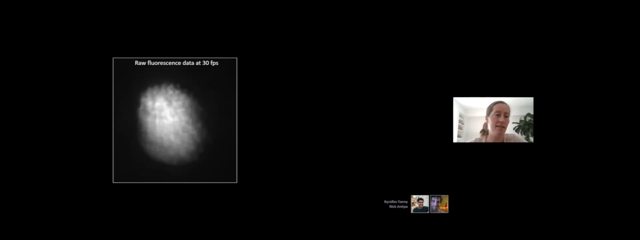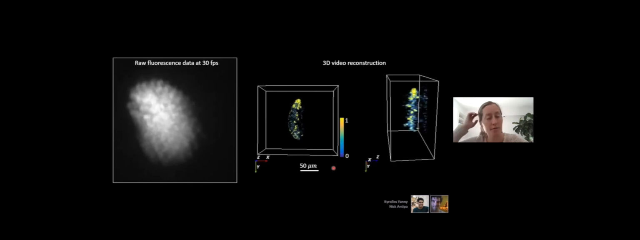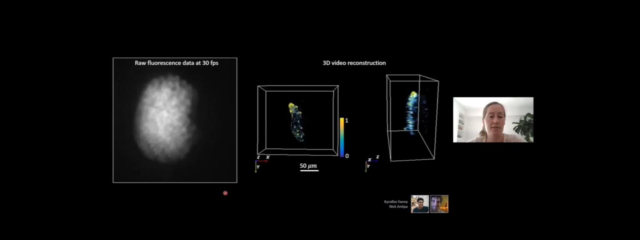Here is the raw data from a little tardigrade, or water bear, and then the 3D reconstruction. You can see it's like a little caterpillar. You can see its legs here while it's crawling, and these are just two different perspectives on the 3D reconstructed video that we get. It's all reconstructed from this raw data.